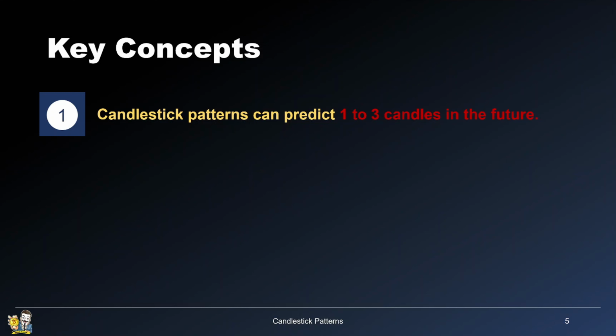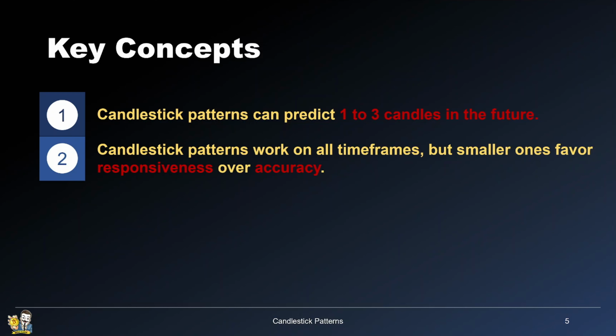First, you need to know that candlestick patterns can predict the next 1 to 3 candles. Thus, these patterns are used for short-term predictions. Candlestick patterns work on all time frames, but smaller ones favor responsiveness over accuracy. This is the trade-off between responsiveness and accuracy in trading, which is well known to traders.